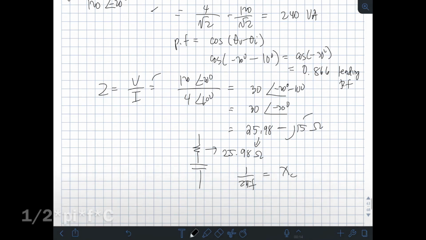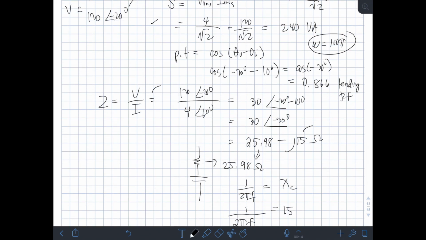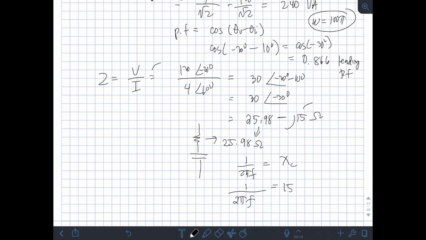Okay, XC. So, equate natin. So, 15 is equal to 1 over 2 pi f. Okay, ano yung f natin? Given tayo dito sa circuit na yung omega natin is 100 pi, right? Kasi cosine omega t yung equivalent nito. So, substituting this value, omega, so itong ating omega is equivalent siya sa 2 pi f, right?